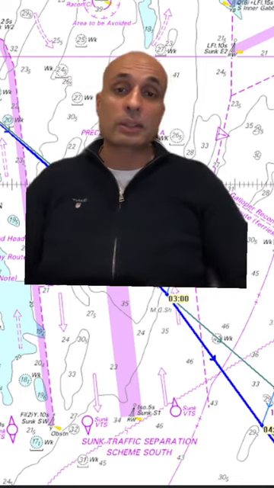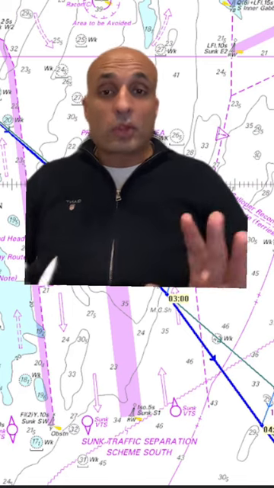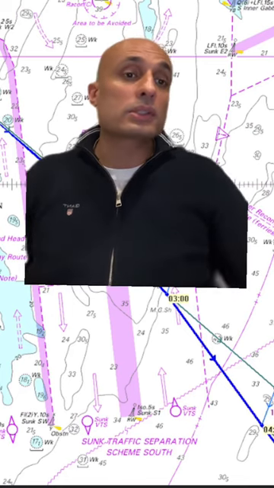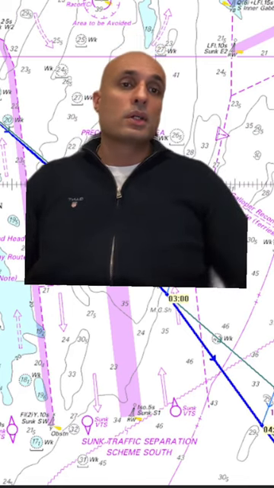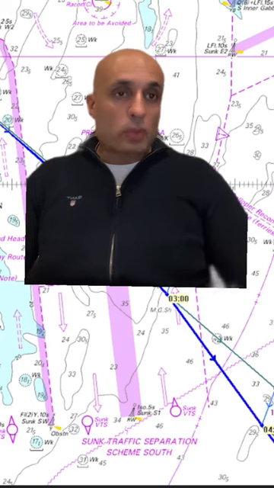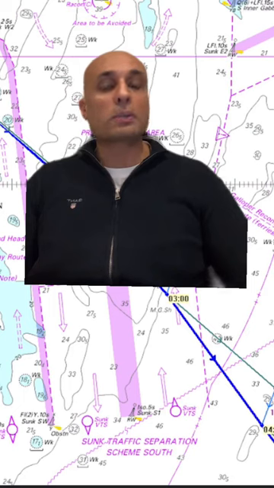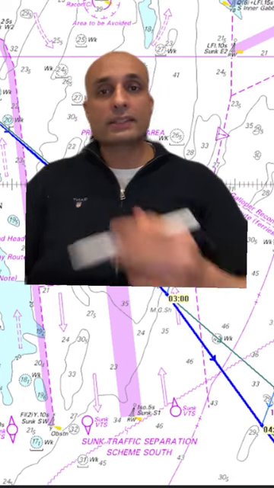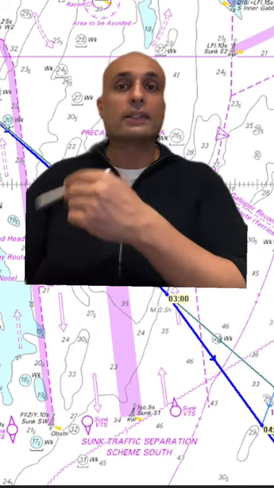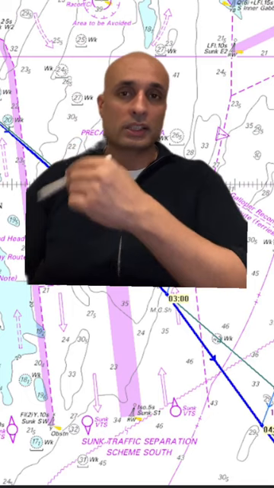Please don't do this. This is absolutely going to put you in bad situations. Now coming back to the second part, part B, point number two. So far as practicable, keep clear of the traffic separation line or separation zone. Now we have already discussed this thin line on the corner is a line. It's called traffic separation line.